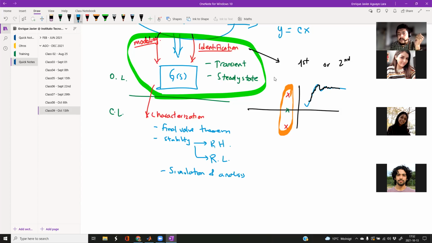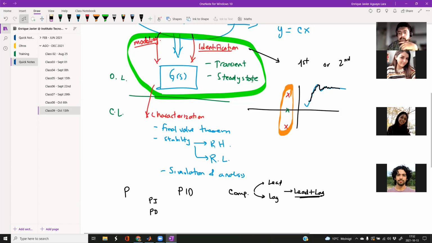Okay. We talked about some main controllers, the proportional controller, the PID controller, and in the middle, we can also have a PI and a PD, which is pretty much something similar to both of them. And we can also have a compensator. Okay, and we said that there are two types, the lead and the lag. And we can also have a combination of both, and that this is the one that works the best in general. Okay.